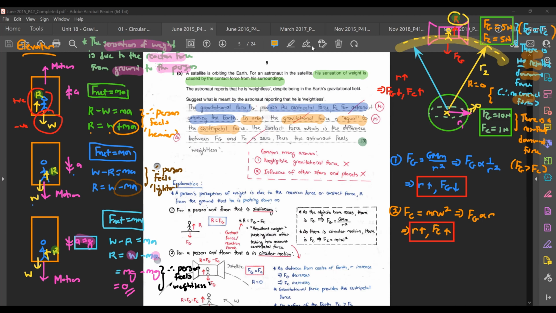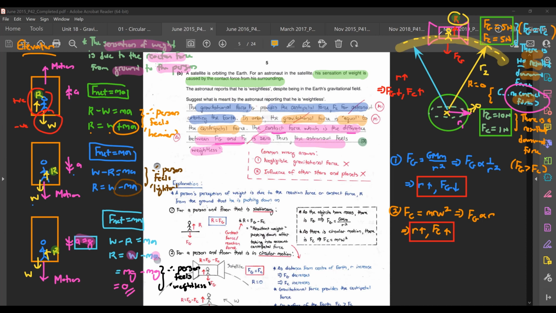But the way that the marking scheme wrote it is that they wrote it in a different way. They say that the contact force, which is the difference between Fg and Fc, is 0. It's actually kind of like the same thing that I wrote here, like where I said no contact force, but they write it here as contact force being the difference between Fg and Fc is 0. Thus, the astronaut feels weightless. Okay, now the contact force here being 0, you can actually say that the contact force is actually Fg minus Fc too.